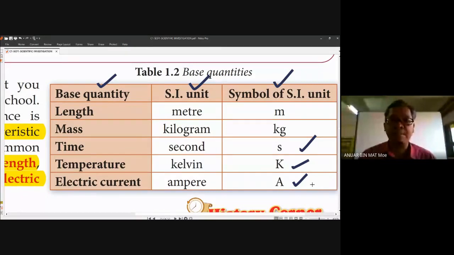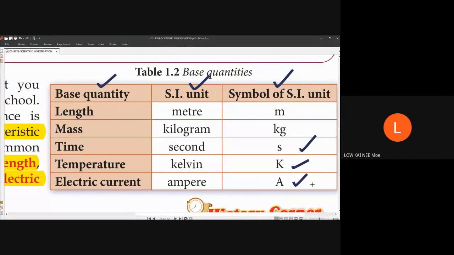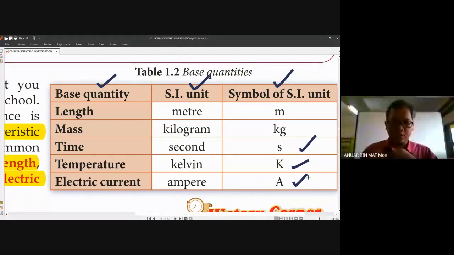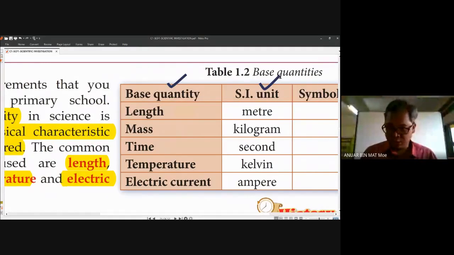Okay. Any problem about this? Any problem? No. No. Okay. Very good. No problem. Okay, you must understand the base quantity, the SI unit, and the symbol of the unit. Okay, we continue.